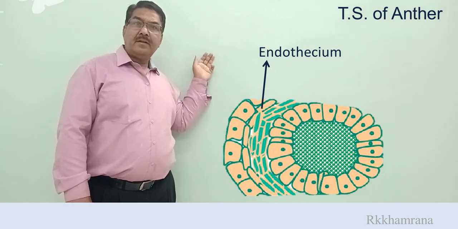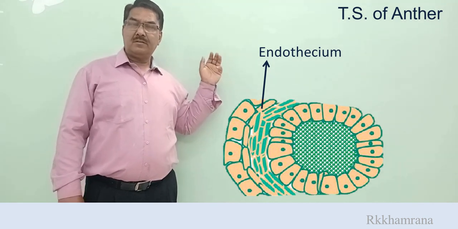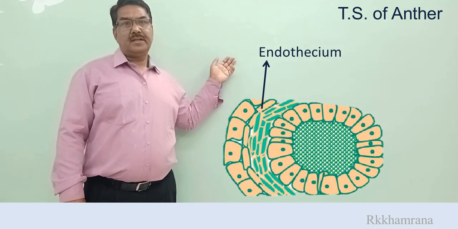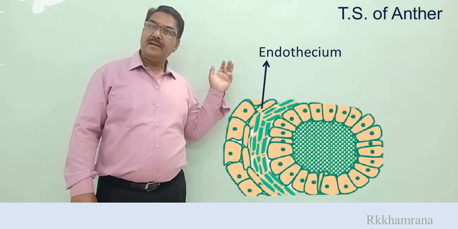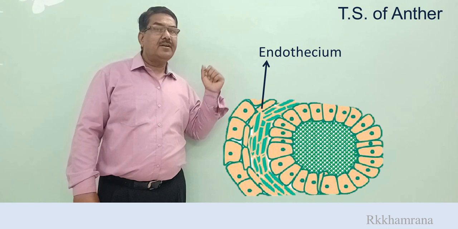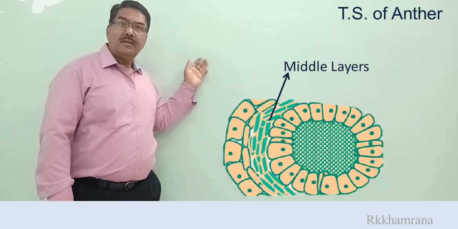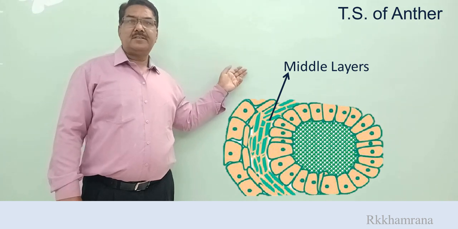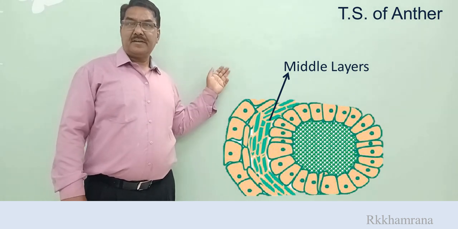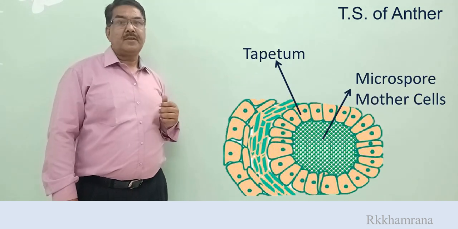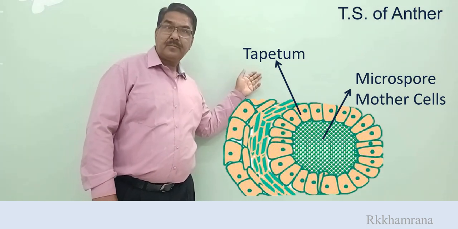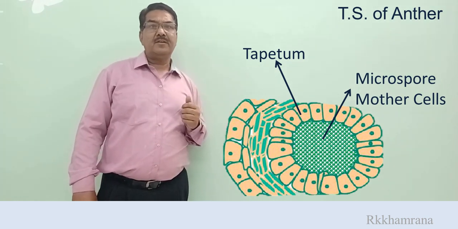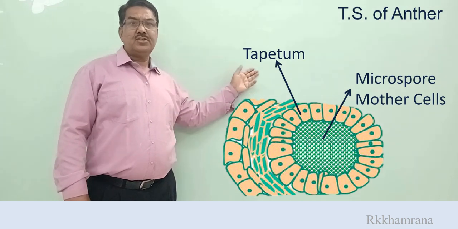Number two, endothecium: the second wall layer is single layered, and its cells have cellulose thickening with a little pectin and lignin. It helps in anther dehiscence. Third, middle layers range from one to six. The middle layers degenerate at the time of maturity of the anther. Number four, tapetum: the innermost layer of the anther wall, surrounding the sporogenous tissue.